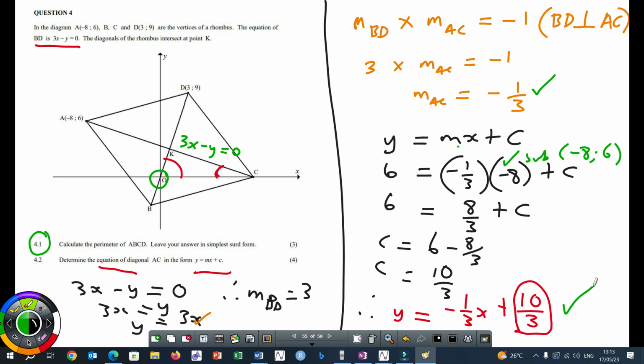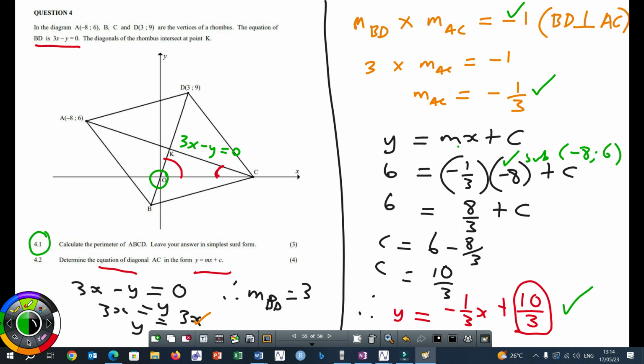Okay, finding the gradient of BD, it's a very basic thing. So I would give you a mark for knowing that the product of the two gradients is what? Minus 1. For knowing that, because it's very important for you to be able to get the gradient of what? AC. Okay, some of the simplifications here, they are very basic, so there's no mark. The final answer for the equation.